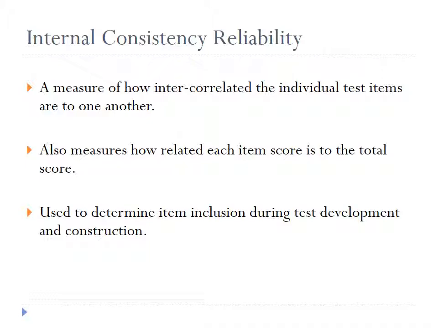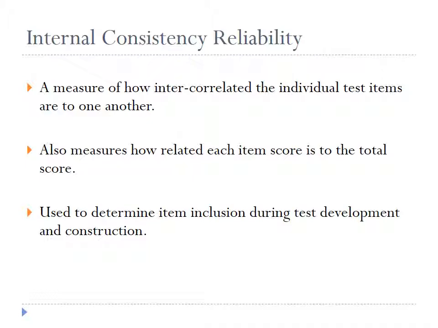A third type is internal consistency reliability. This is a measure of how intercorrelated test items are to one another. On a test, items should have a relationship to one another, simply because they're all measuring the same construct.